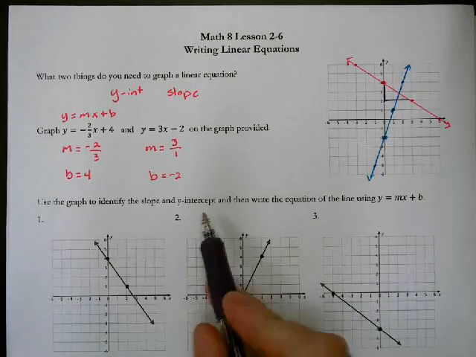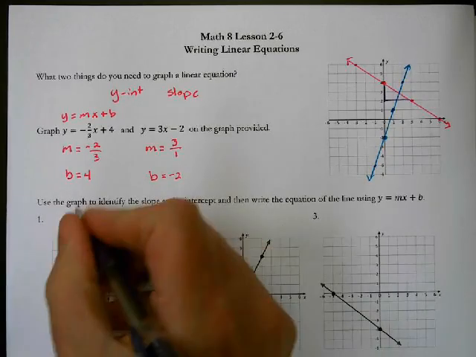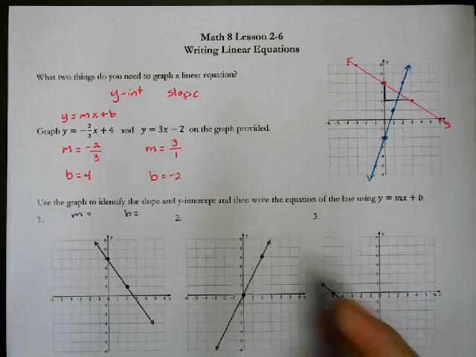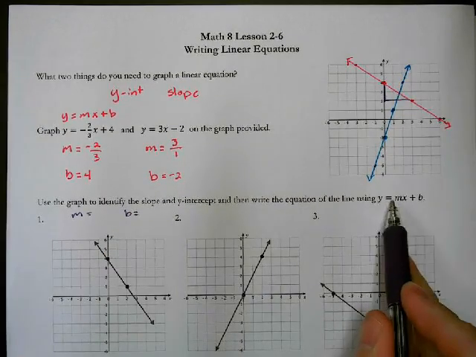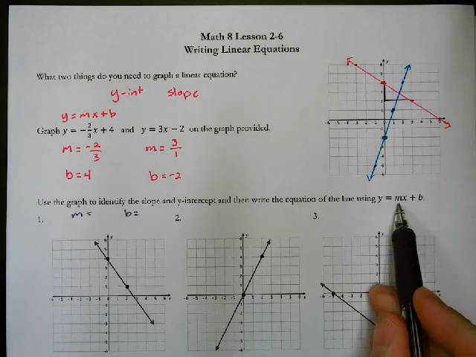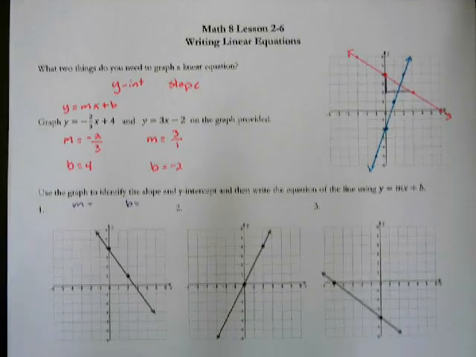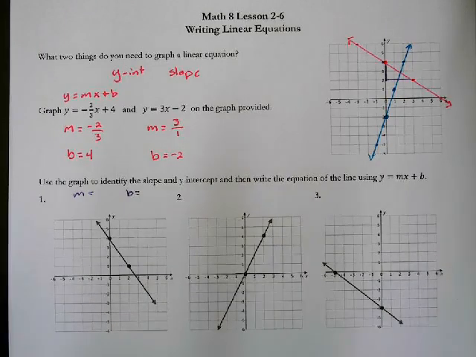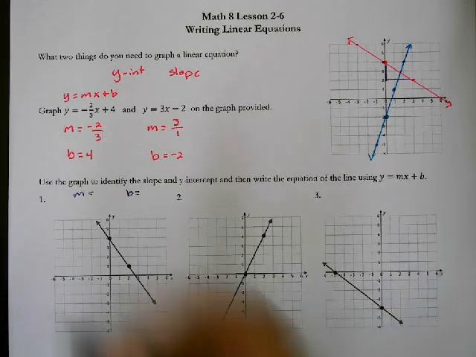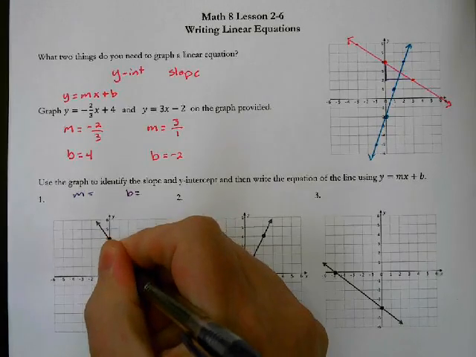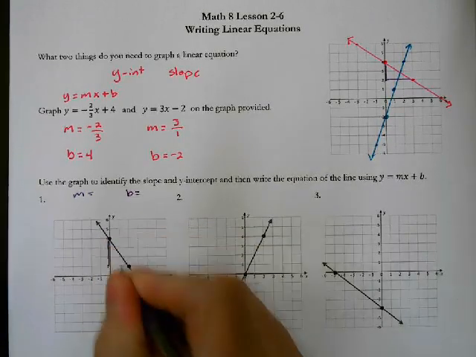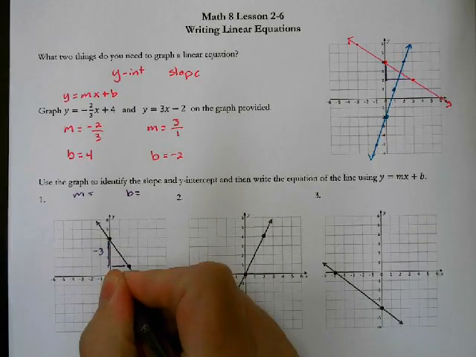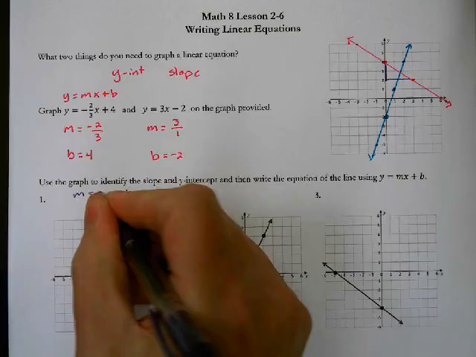So we're going to use the graph to identify the slope and the y-intercept. That's m and b. And then write the equation using y equals mx plus b, m being the slope, b being the y-intercept. So for this one, making a slope triangle, I'll do purple, why not? Slope triangle's right here. I'm going down 3 and I'm going right 2. So negative 3, positive 2. So it looks like my slope is negative 3/2.